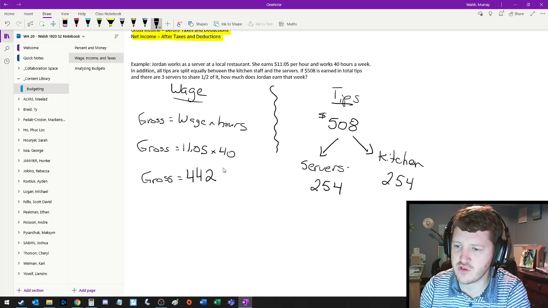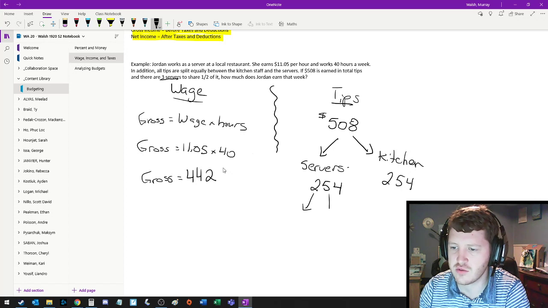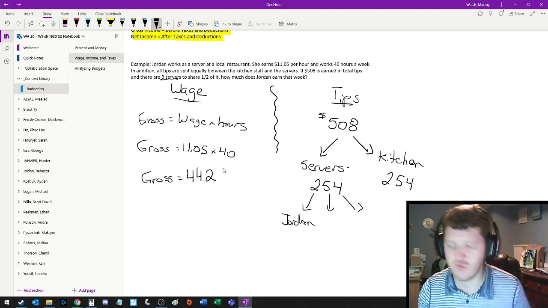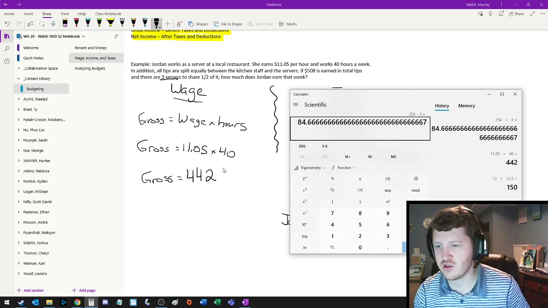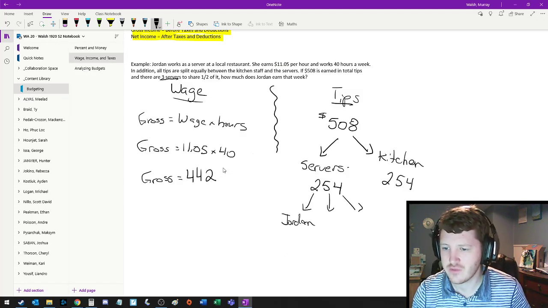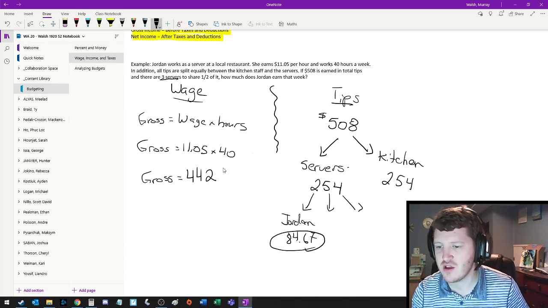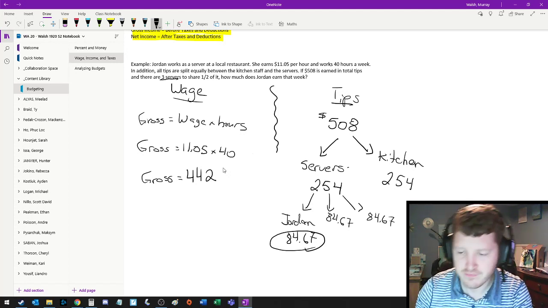All right, so the servers are going to share 254, and we see that there are 3 servers. So this is also going to be split into 3 equal parts, where Jordan's only going to get one chunk of this 254. So 254 divided by 3 is $84.67. So that is Jordan's piece. These would be equal, $84.67. The rest went to other servers. We're not sure who they are.